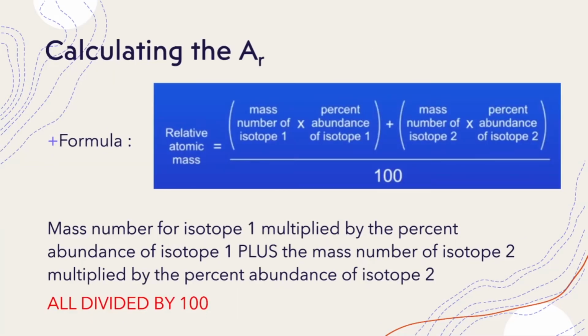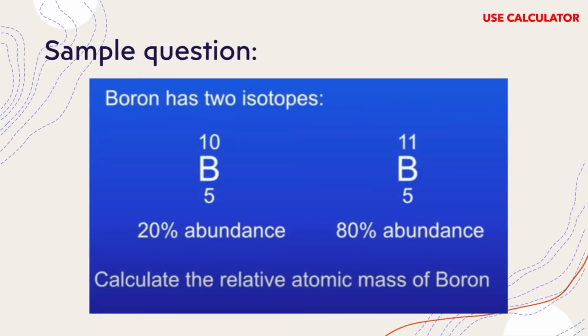For this you have to do the mass number of isotope 1 multiplied by the percentage abundance of isotope 1, plus the mass number of isotope 2 multiplied by the percentage abundance of isotope 2, all divided by 100. So here's a sample question. Pause the video and answer it. Remember you guys, you can use a calculator.